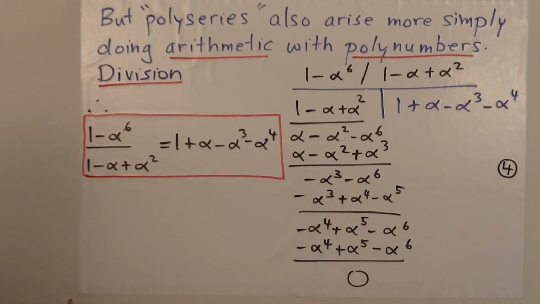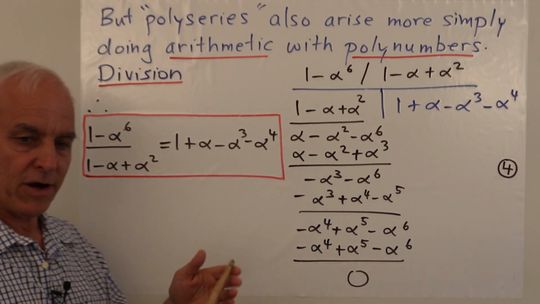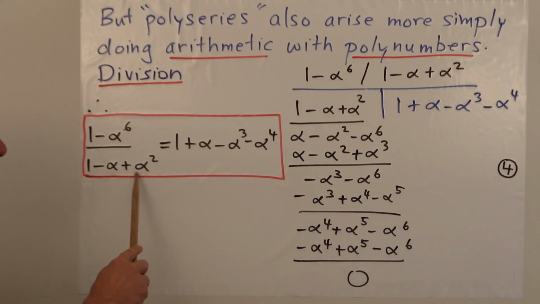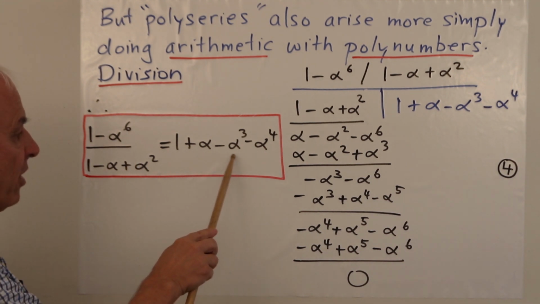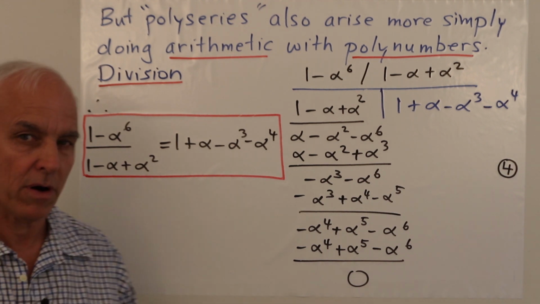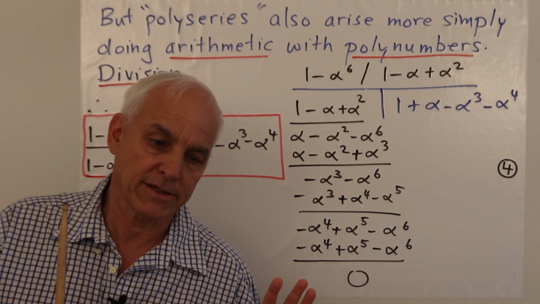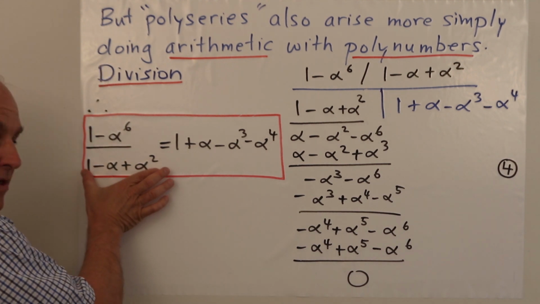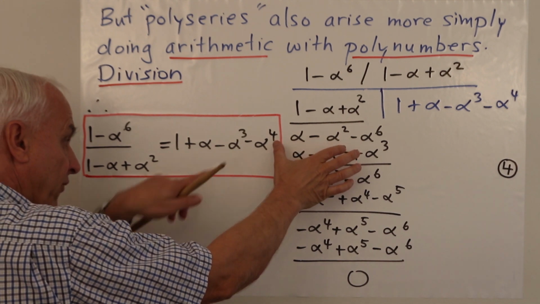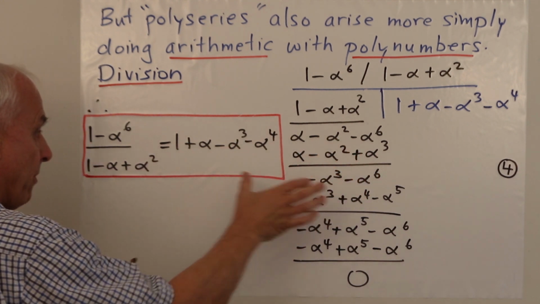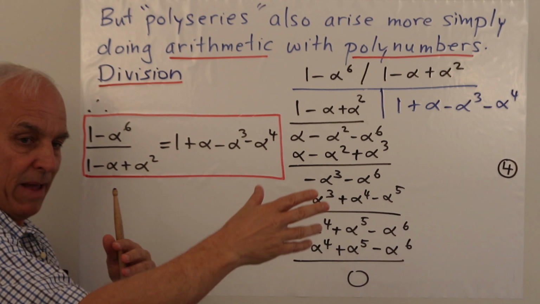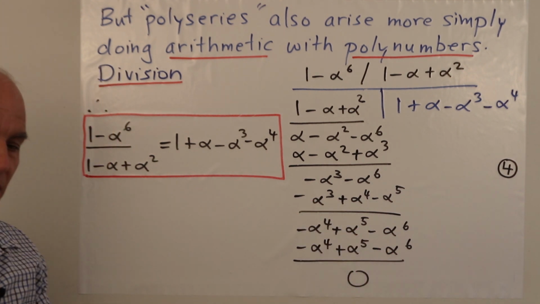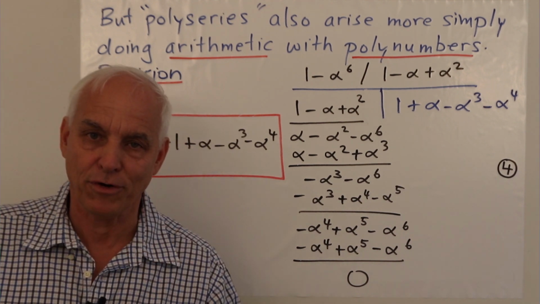Okay, so here's the result of that. So writing it sort of in terms of a quotient, 1 minus alpha to the 6 over 1 minus alpha plus alpha squared, that equals 1 plus alpha minus alpha cubed minus alpha to the 4. And we could check that by doing a multiplication. So we could multiply both sides by this denominator here, bring that to this side here. And if we multiply this polynumber by this polynumber, expanded it all out, collected terms, simplified, we would get exactly 1 minus alpha to the 6 with nothing left over.